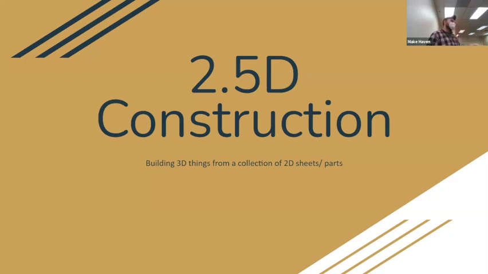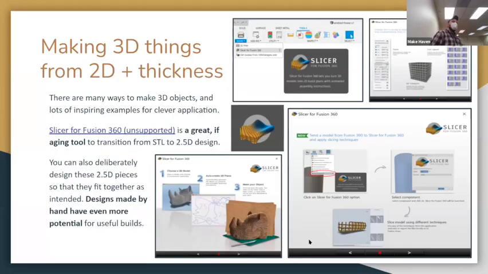And so that's how most of your woodworking projects have always been. Boards are roughly 2-ish D, and so you're going to use 2D parts to build 3D things. The easiest, quickest way is to do Slicer for Fusion 360.